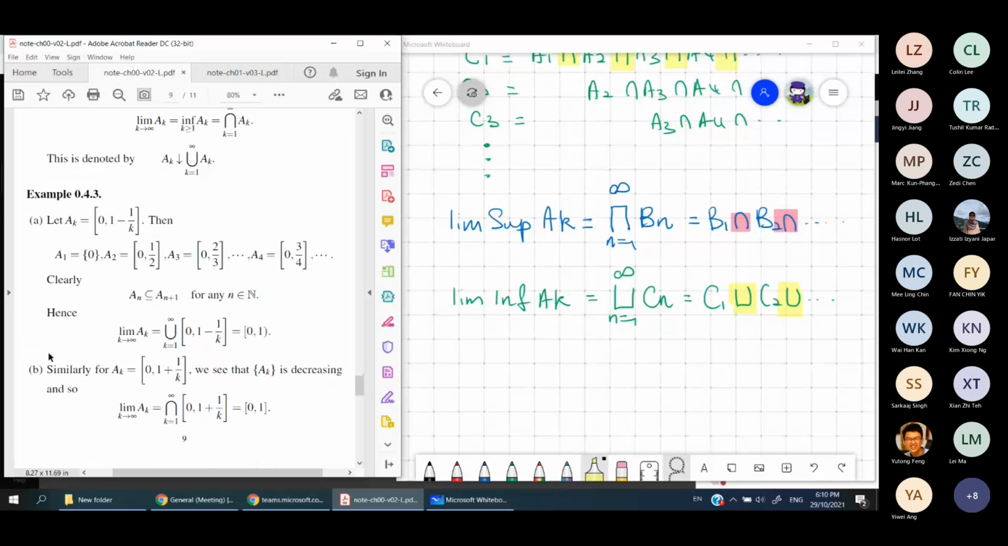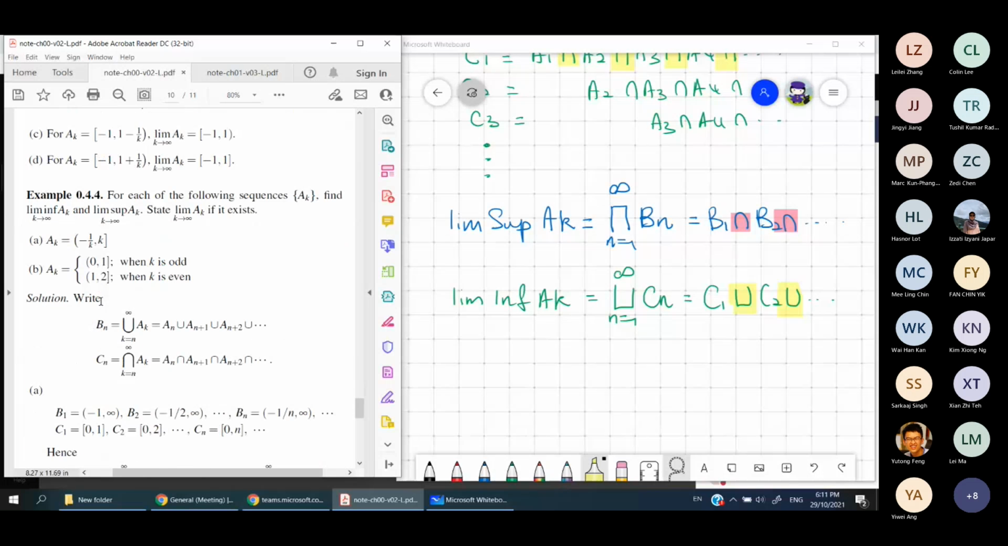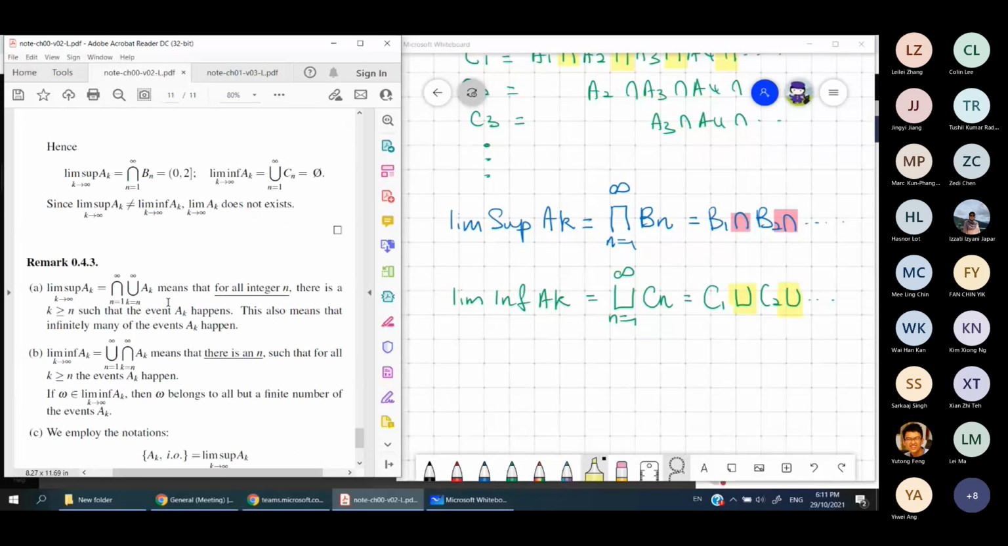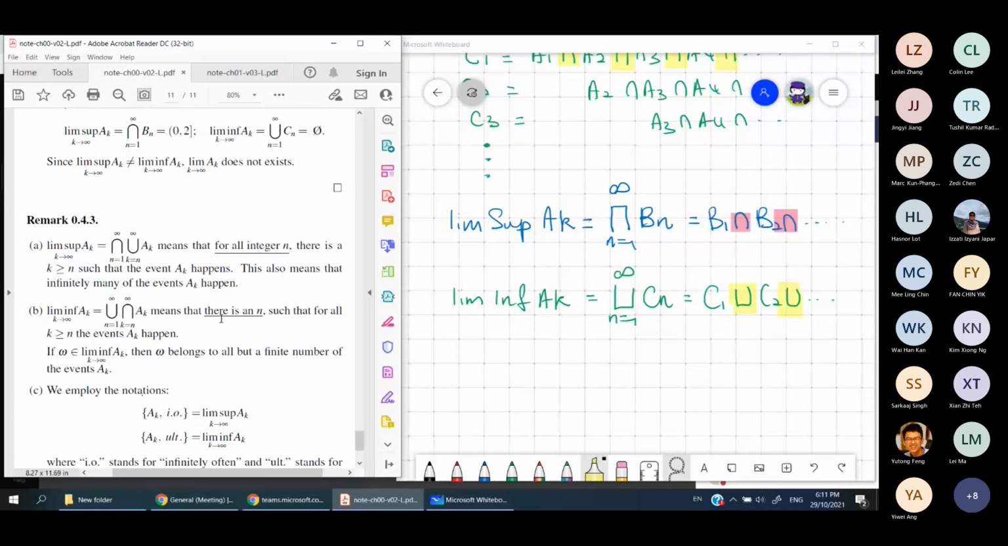So this is an example. These are the examples that we have discussed in our previous lecture. I don't think we need to go through it anymore. So this is case one. I think this is where we stopped in our previous lectures.